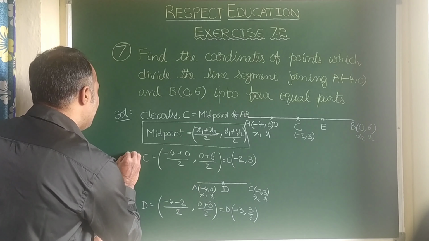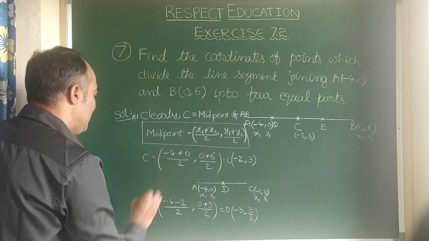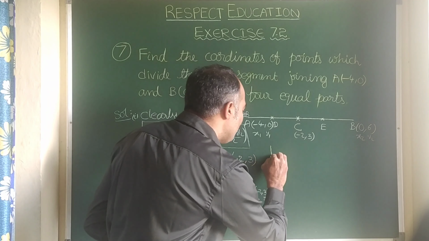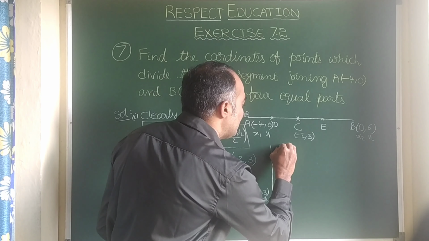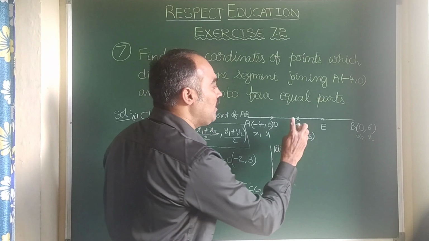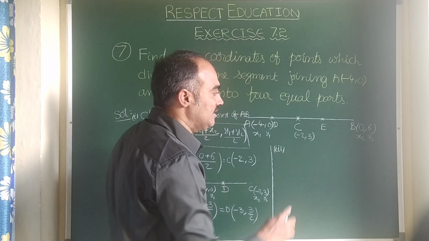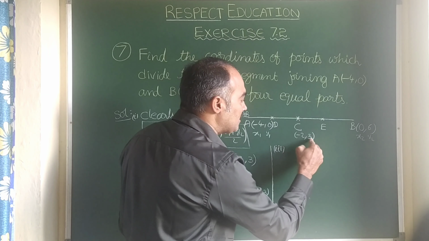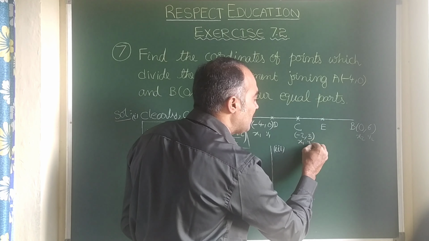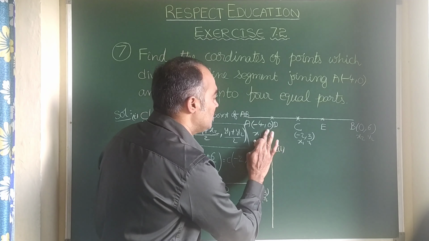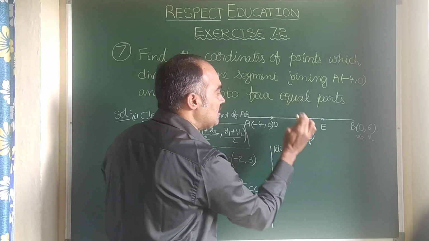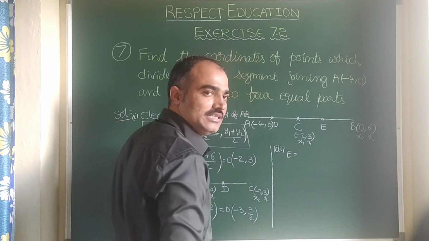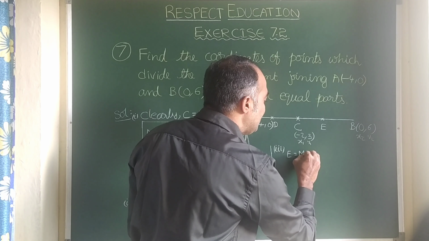So task 1, finding C, is over. Task 2, finding D, is also over. Now we are going to the third task, which is finding the midpoint of C and B. Here the point C(-2, 3) can be taken as x1, y1 in this third case. So let us find the midpoint of C and B. So E is equal to the midpoint of BC.